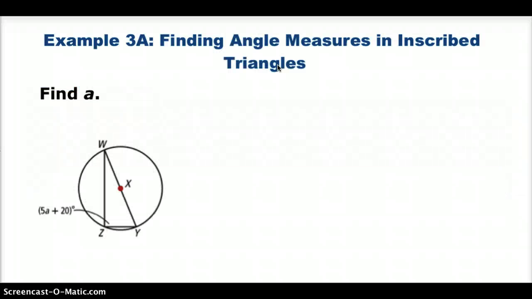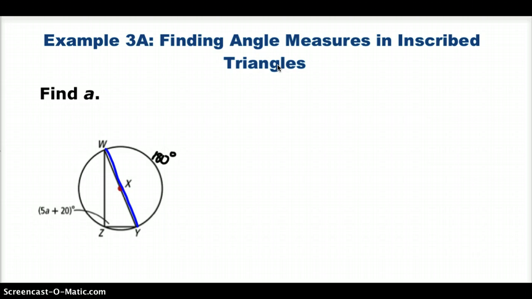All right, this first one says we want to find the angle measures of inscribed triangles. That means the triangles are inside of the circles, inscribed. We want to find the value of A. What I see right away is that this is a diameter. I'm going to trace this in blue. Segment WY is a diameter, so the subtended arc is going to be 180 degrees, half of 360 degrees.